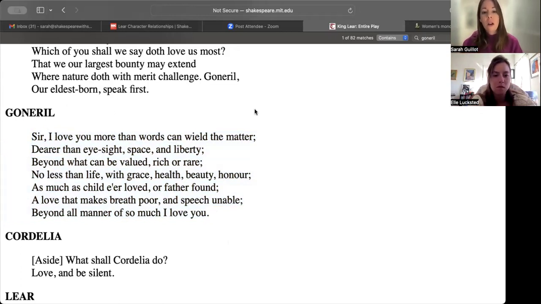Goneril, our eldest born, speak first. Sir, I love you more than words can wield the matter. Dearer than eyesight, space, and liberty, beyond what can be valued, rich or rare, no less than life with grace, health, beauty, honor, as much as child e'er loved or father found, a love that makes breath poor and speech unable, beyond all manner of so much, I love you.